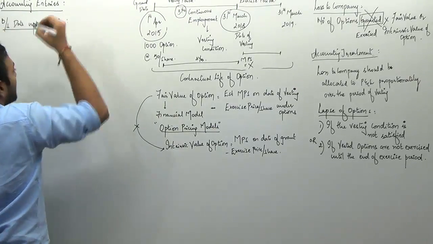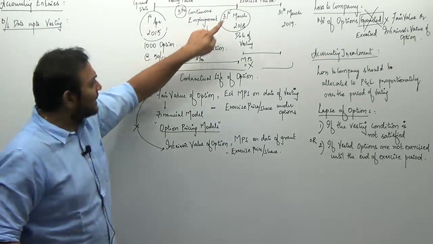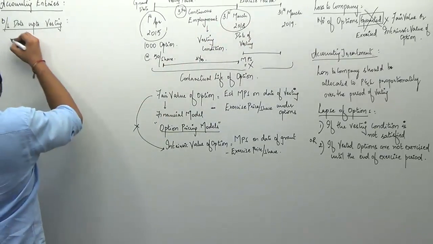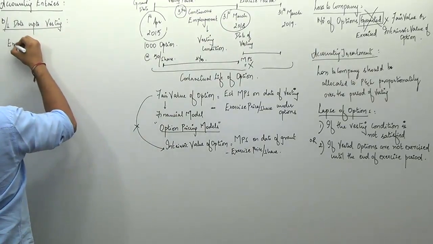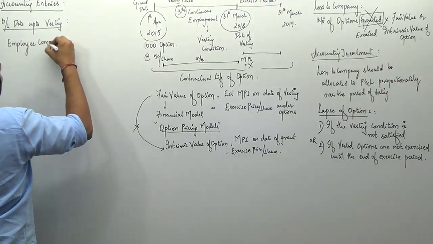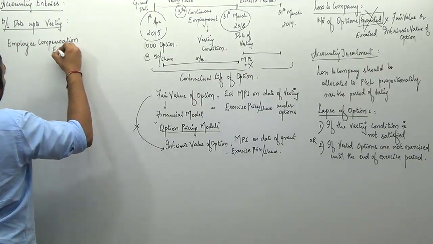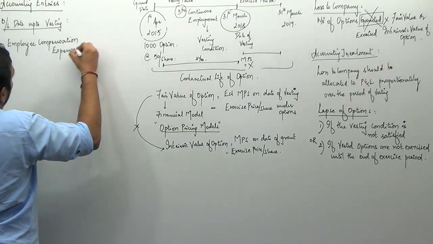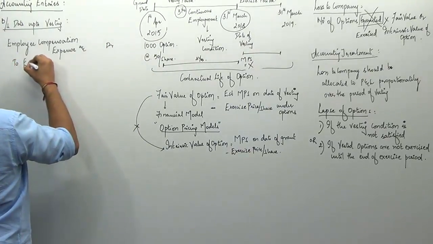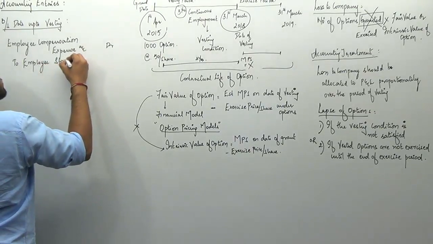Up to the vesting period, every balance sheet date, 31st March 2016, 31st March 2017, 31st March 2018. Three entries, 3 years. The entry that we pass is employee compensation expense account debit, to employee stock option outstanding.